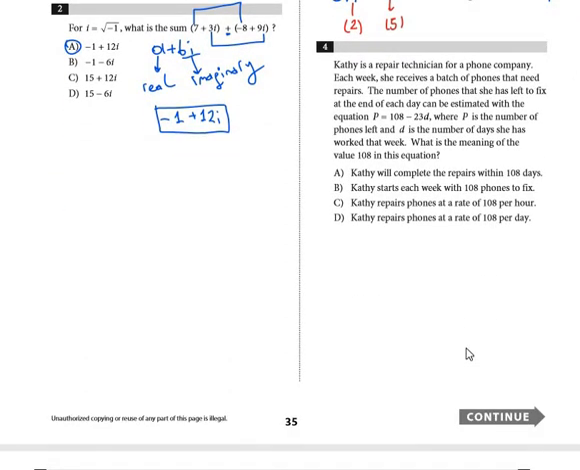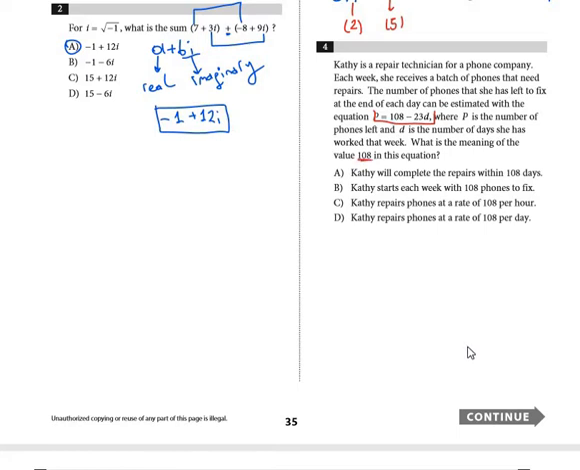Question number 4. Kathy is a repair technician for a phone company. Each week she receives a batch of phones that need repairs. The number of phones that she has left to fix at the end of each day can be estimated with the equation P equals 108 minus 23D, where P is the number of phones left and D is the number of days she has worked that week. What's the meaning of the value 108 in this question?